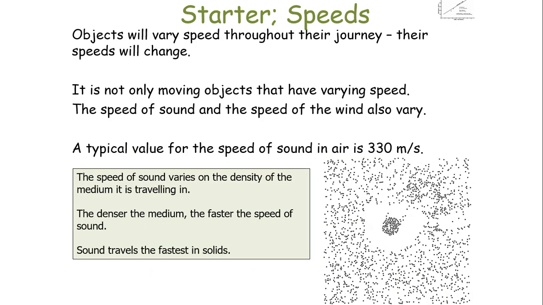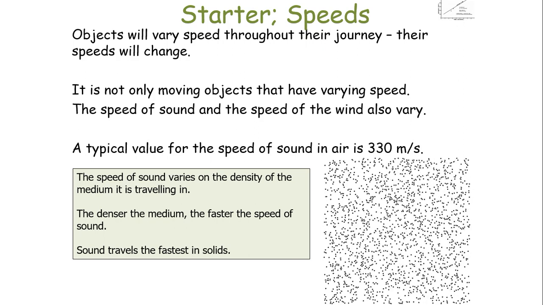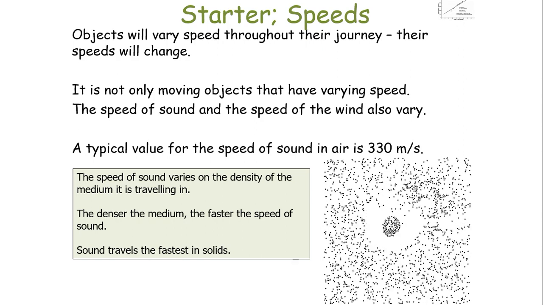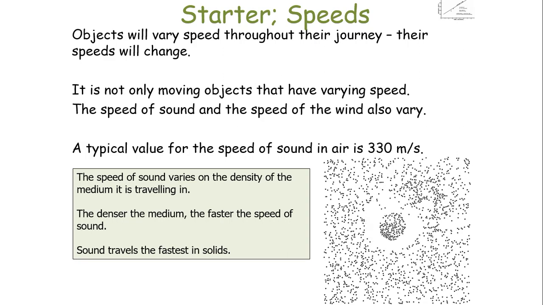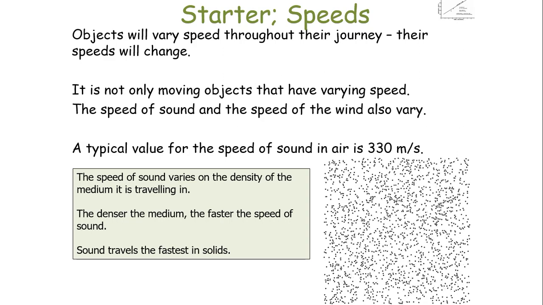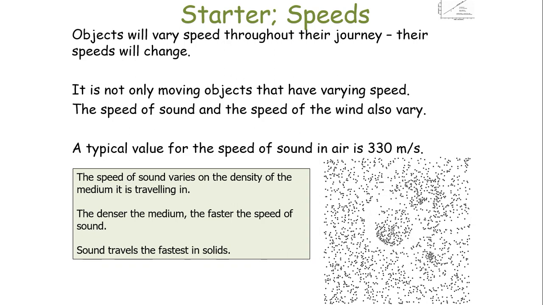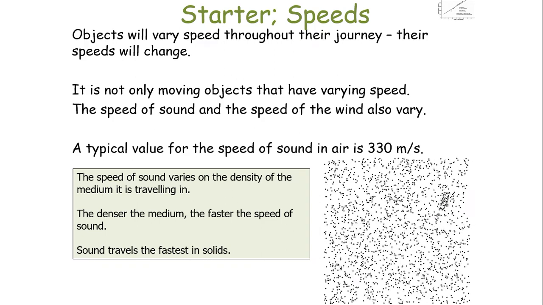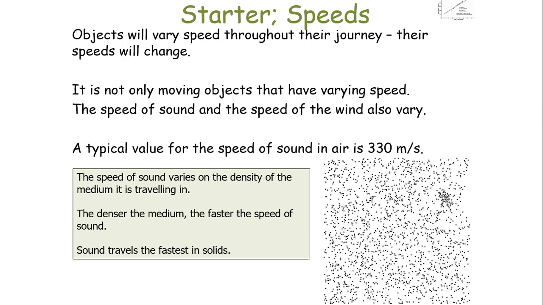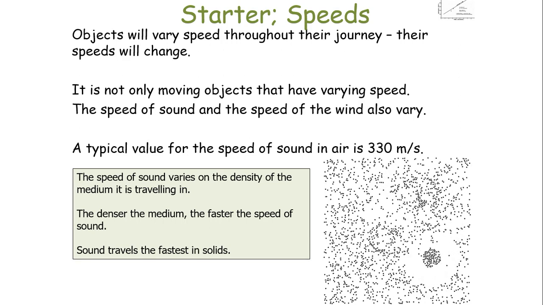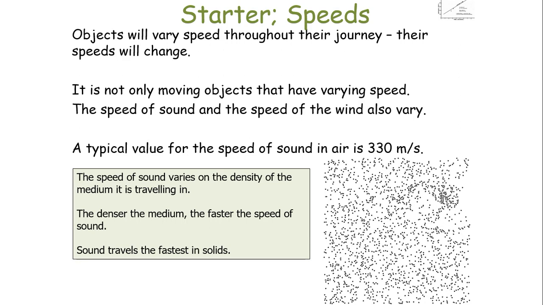Other types of speed can also vary as well. For example, the speed of sound and the speed of the wind will also vary. The typical speed of sound in air is 330 meters per second, but the speed of sound varies depending on the density of the medium you're travelling in, because the denser the medium, the closer the particles are together, so the faster the sound wave can travel through it.